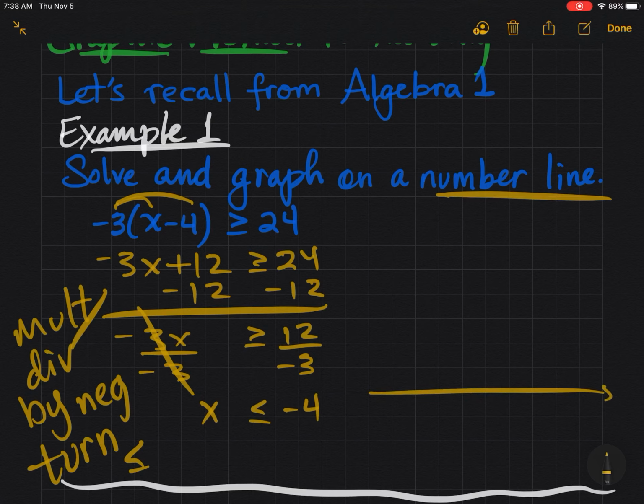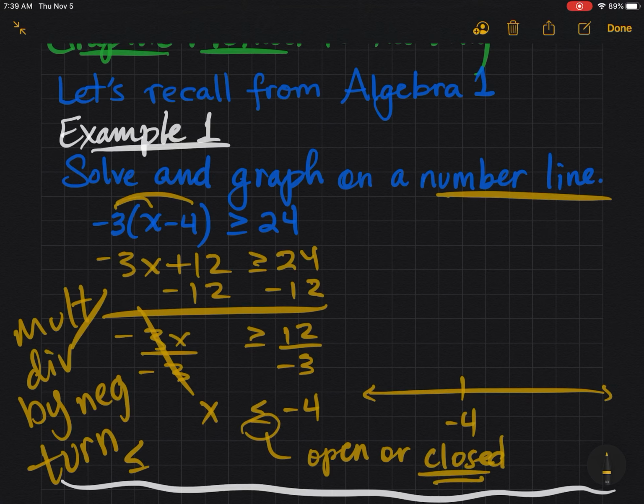Now we're ready to graph. I'm just going to put our significant number there. And the question now is, do we want to open or close? Since it's equal, we want a closed dot. So I'm going to make sure that's filled in, and less than, we go to the left.